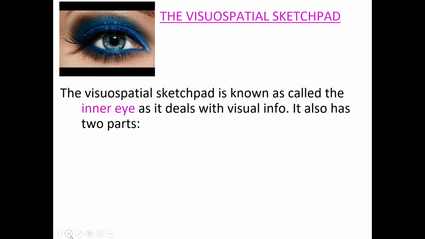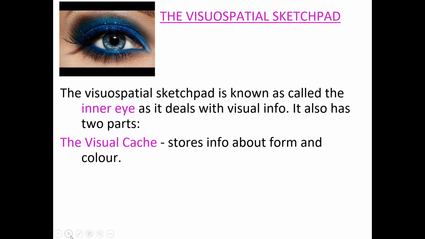So the visuospatial sketchpad is like the inner eye. It's all about visual information. It's all how you take in the world as images. And it also has 2 parts. Now, like the phonological store, we have the visual cache.